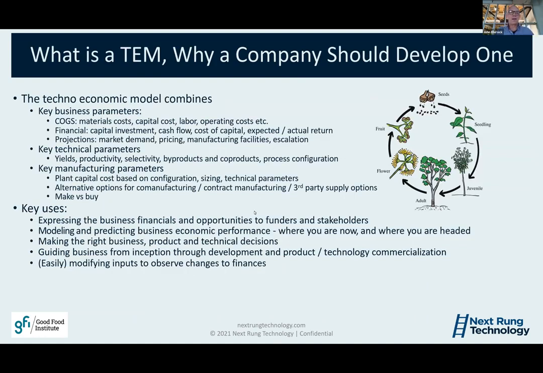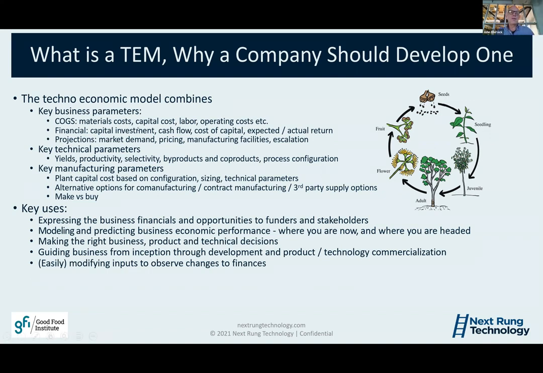So what's in a techno-economic model? It starts with key business parameters. You're figuring out all the costs of everything that goes into making your products. That's the COGS, cost of goods sold.